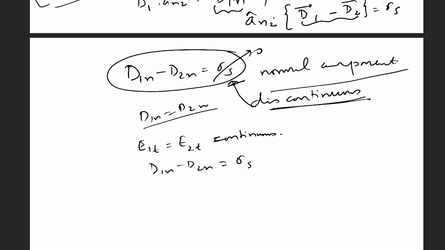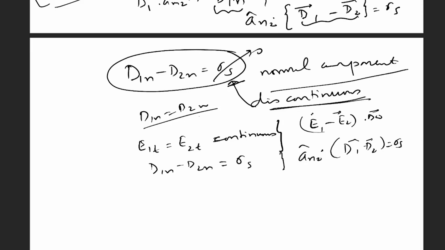Or in vector form, what I have is an2 dot d1 minus d2 is equal to sigma s, and it is simply e1 minus e2 cross an2 is equal to 0. So this is the boundary condition. Now in the next slide we will solve a numerical example.